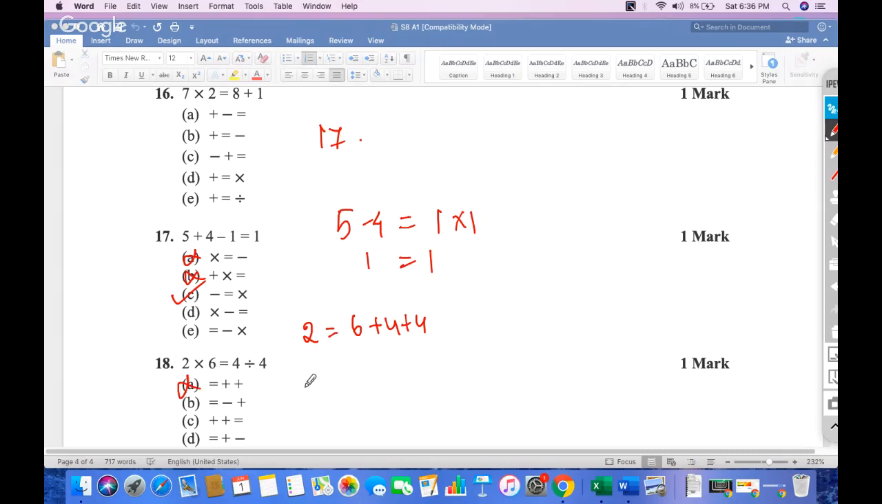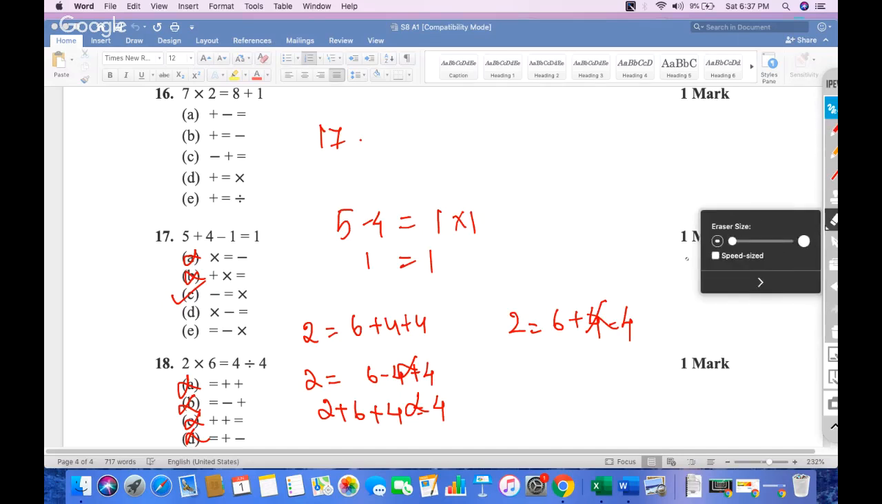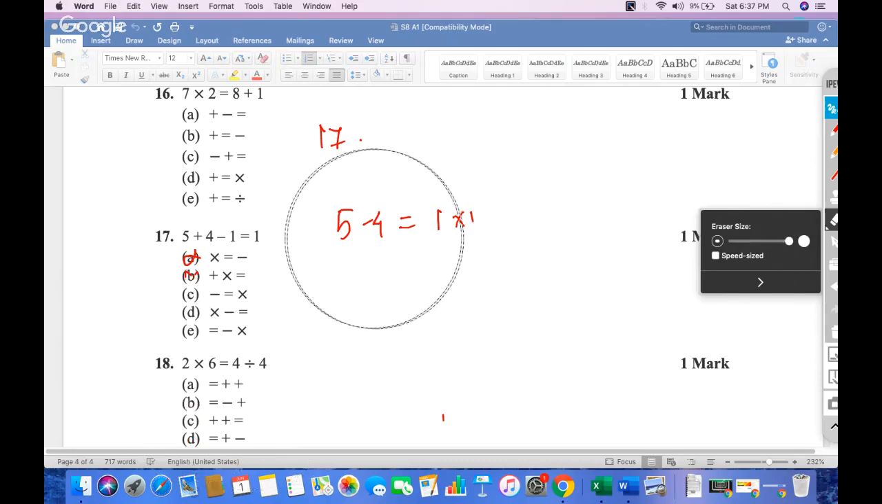Question number 18. 2 is equal to 6 plus 4 plus 4. A is not an option. 2 is equal to 6 minus 4 plus 4 is not an option, so B is not an option. 2 plus 6 plus 4 is equal to 4, this is also not an option. D is 2 is equal to 6 plus 4 minus 4, this is also not an option. So A, B, C, D are not options. E has to be the option because there is no none of these. So let me remove this and go to option E.